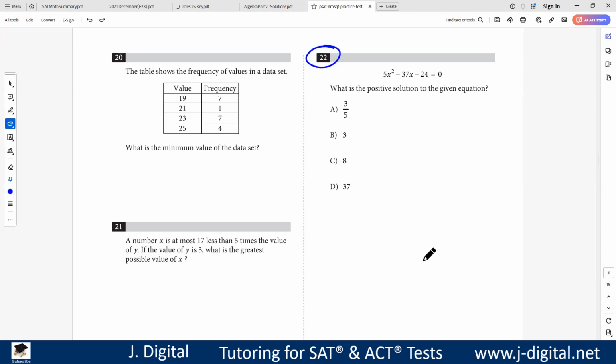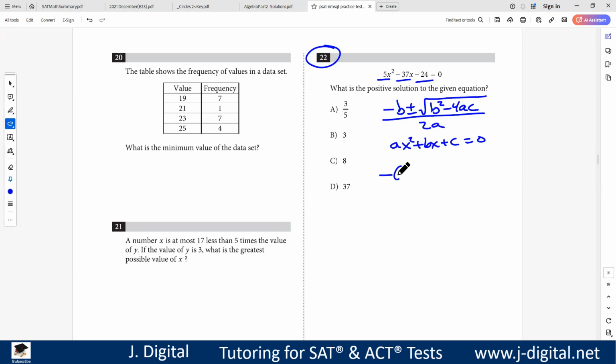Now, another way to solve a quadratic is using the quadratic formula, which is negative b plus or minus the square root of b squared minus 4ac, all over 2a. That's referring to ax squared plus bx plus c. Okay, so in this case, our a is 5, b is negative 37, and c is negative 24. So we just set that up.